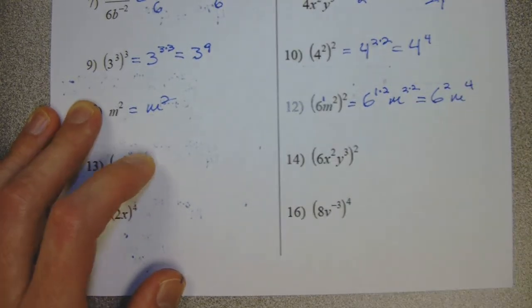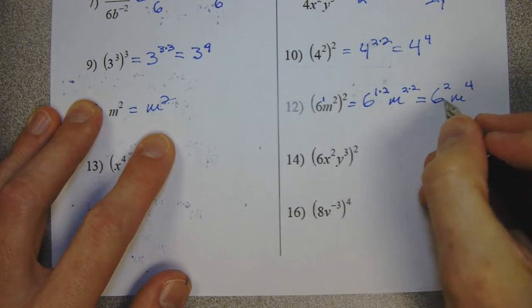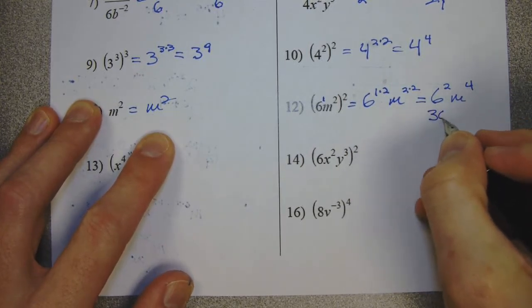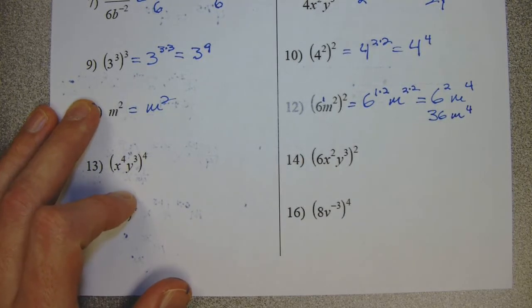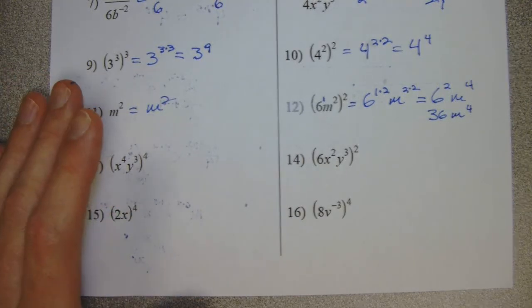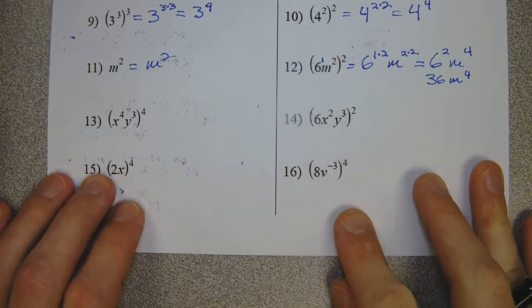So I would accept that answer. I would also accept if you wanted to go ahead and work that out. So 36 m to the fourth. I would accept either answer in that case. It's up to you entirely. All right, let's try 13.